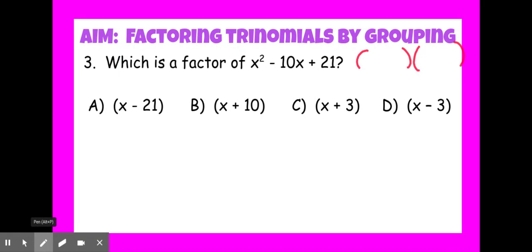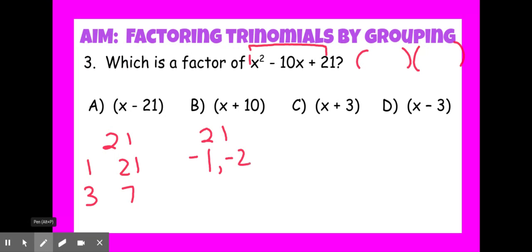So we're still going to use our coefficient here, which is 1. It multiplies to positive 21, so our magic number is going to be 21. What two numbers multiply to give us 21? 1 and 21, 3 and 7. Or we can have negative 1 and negative 21 multiply to give you positive 21, and negative 3 times negative 7 also gives us positive 21.